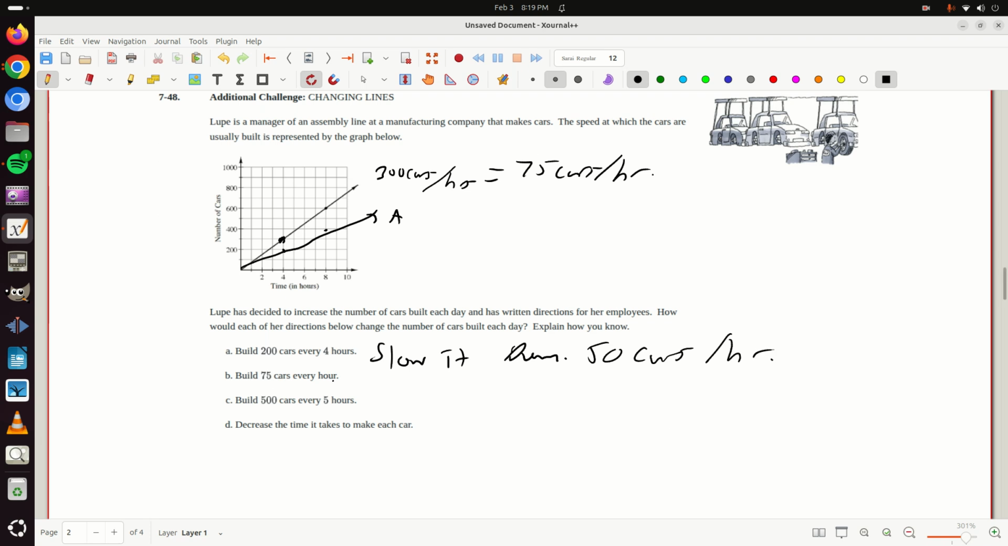Build 75 cars every hour. We said we're already building 75 cars every hour, so that would keep it the same. Build 500 cars every 5 hours. That would be 100 cars an hour. So that would speed it up.